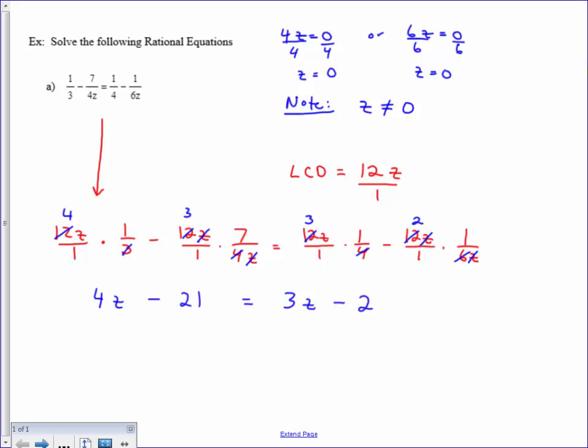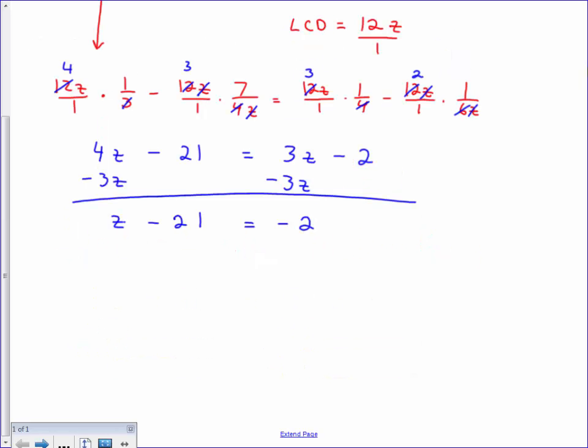Now we have a simple equation to solve. So subtract over the 3z. That will leave me with z minus 21 equals negative 2. Add over the 21, and we end up getting z equals 19.